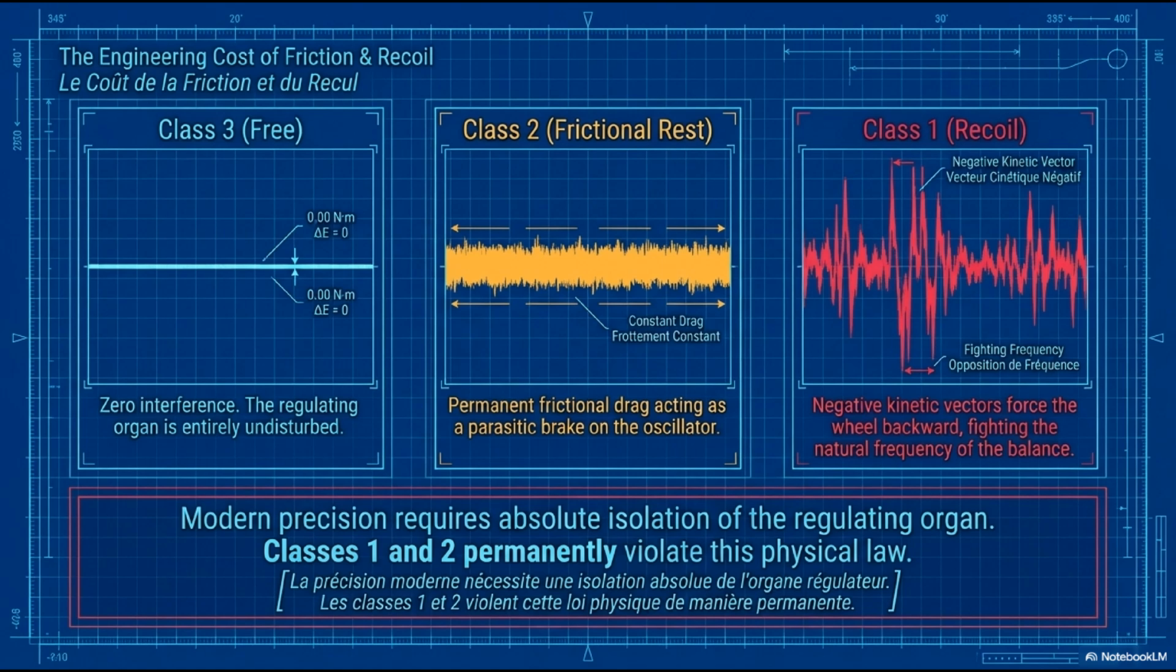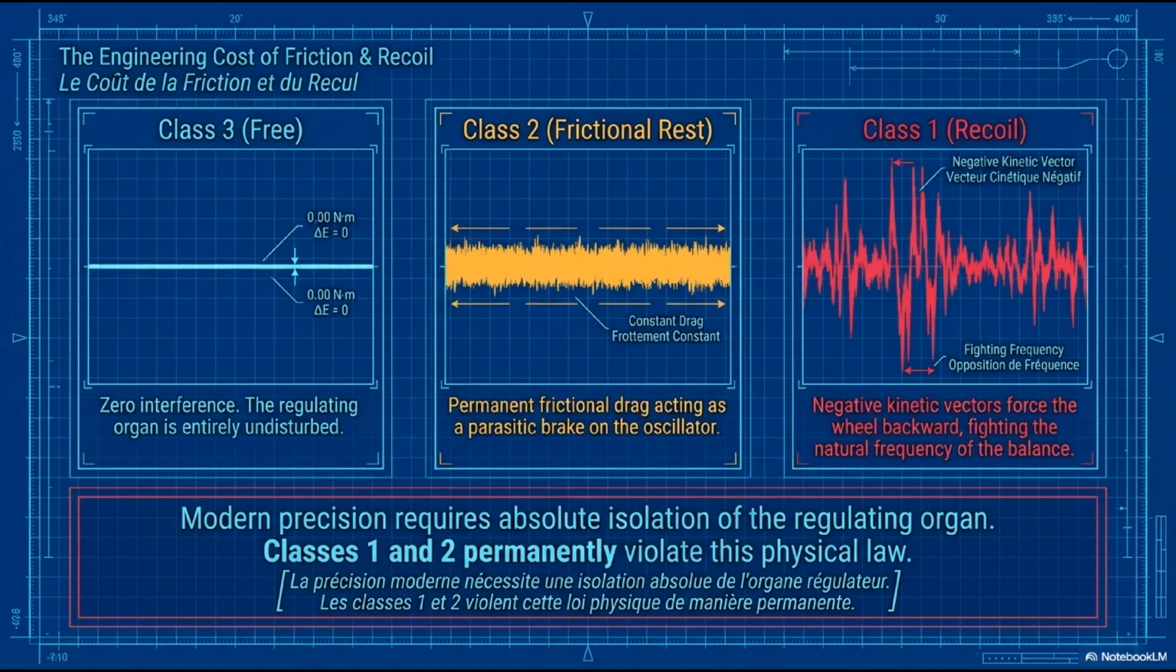The result is unambiguous: perfect isochronism is structurally impossible. The conclusion box at the bottom of the slide summarizes everything in one statement: modern precision requires absolute isolation of the regulating organ. And classes 1 and 2 permanently violate this physical law. Not occasionally. Not under extreme conditions. Permanently, by design, on every single beat.